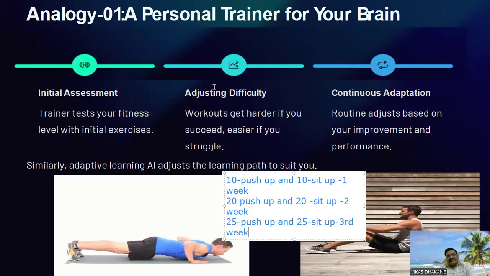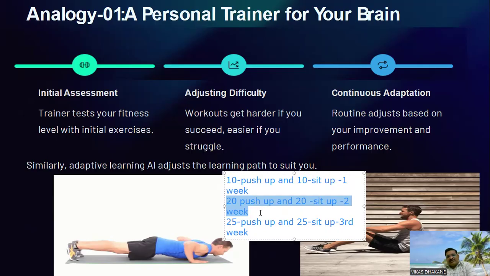Okay. So whatever things happen in real life, the same thing will get implemented in the case of adaptive learning in artificial intelligence. Like here you can see the first step, initial assessment. The trainer tests your fitness level with an initial exercise. If you are able to complete it easily, then the trainer gives you the next level of exercise. Here, adjusting the difficulty: you work out, it gets harder, and if you succeed in that workout, then you will get the next exercise.